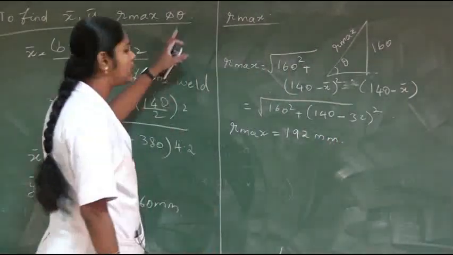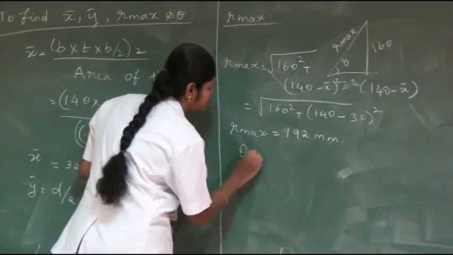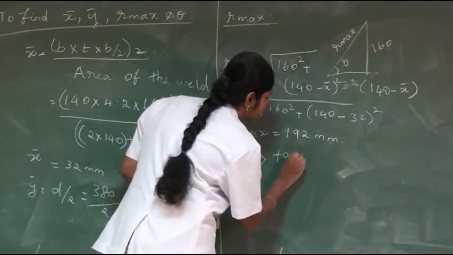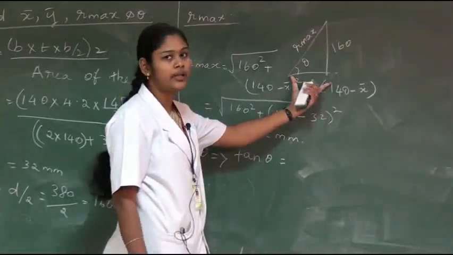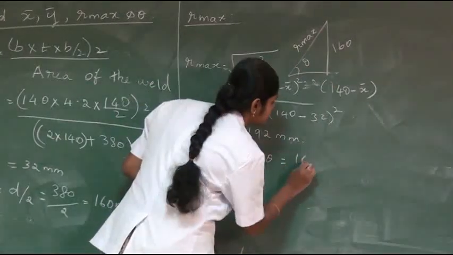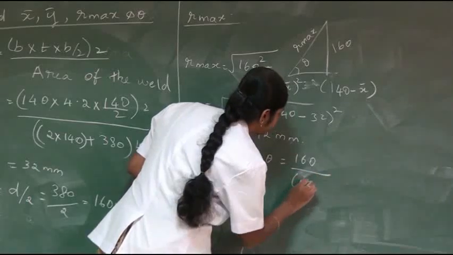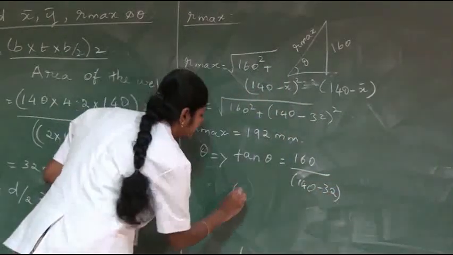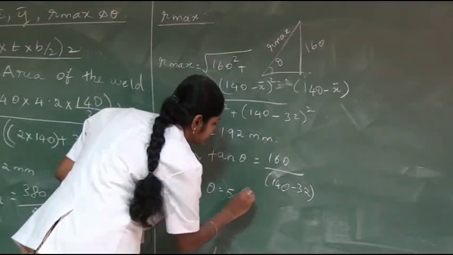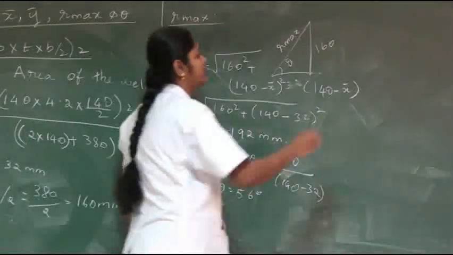Then we have to calculate the value of theta. For theta, we can use tan theta is equal to 160 divided by (140 minus X bar), which is 160 divided by (140 minus 32). For theta, we will get the answer as 56 degrees.